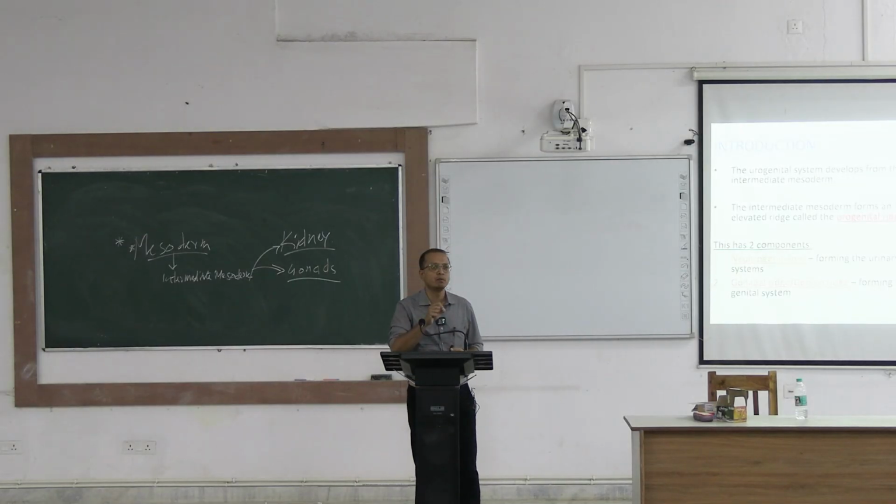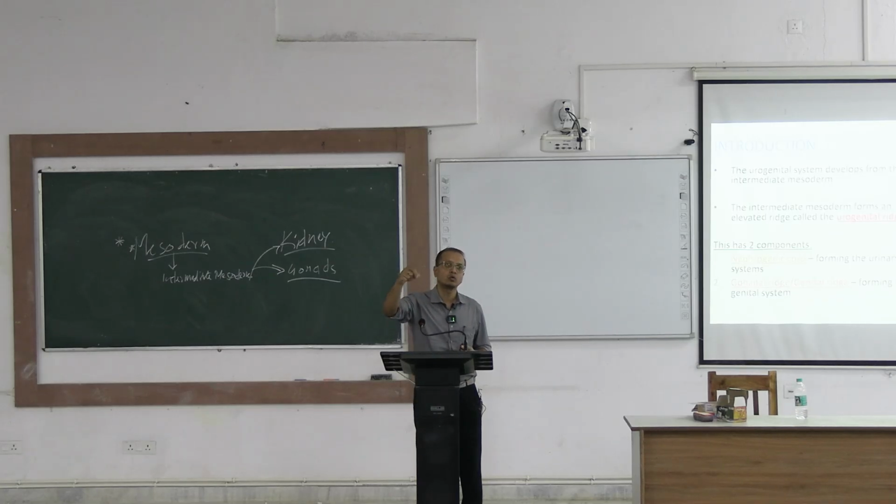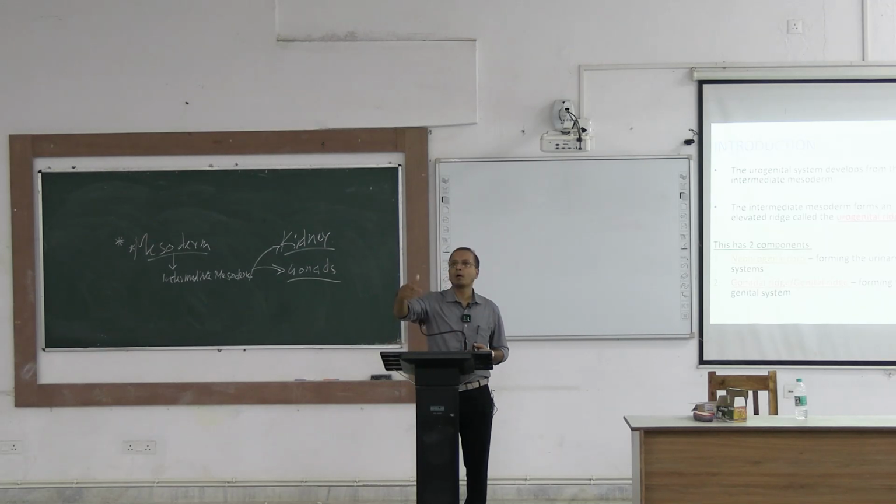This note you have to keep in mind or write down. This kidney develops from intermediate mesoderm along with gonads. That's it. We stop there. No more information there. Second part.